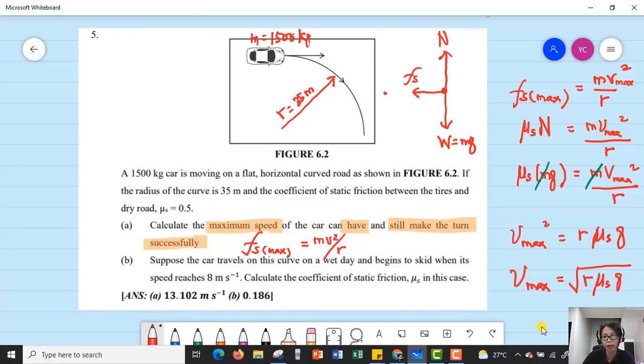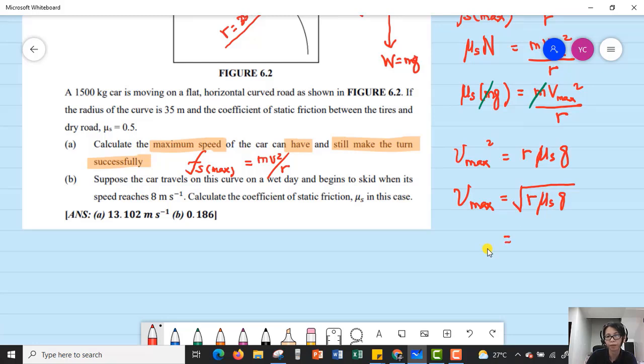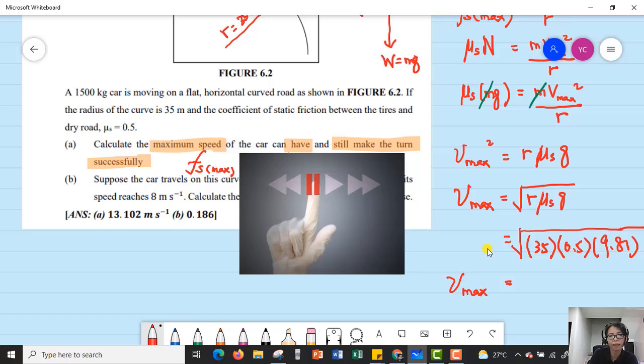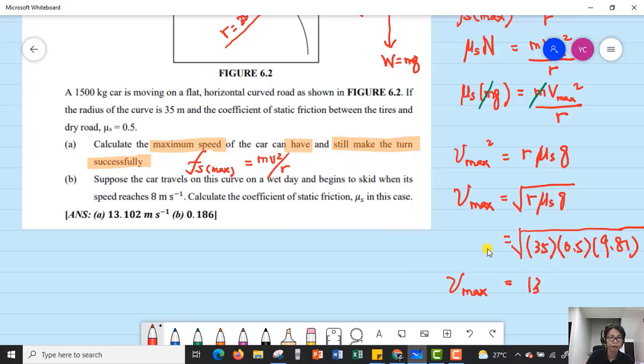Then we put in the values: square root, the radius of the circle is 35, the coefficient of friction is 0.5, g is the acceleration due to gravity, 9.81. You might pause the video to calculate the maximum speed that the car can have to make the turn successfully. When you do the calculation correctly, how much will you get? I guess you will get around 13.102 meters per second. Okay, so this is our answer for question A.